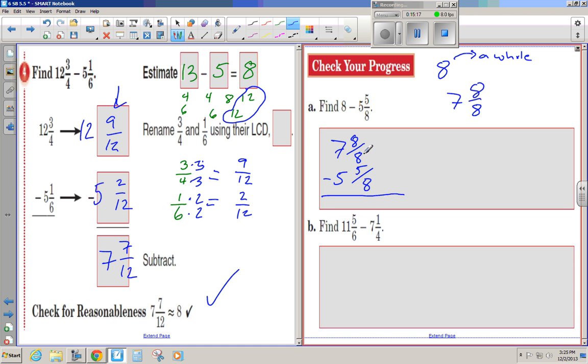And all together, 8 minus 5 is 3. 7 minus 5 is 2. 2 and 3/8 is our final answer.